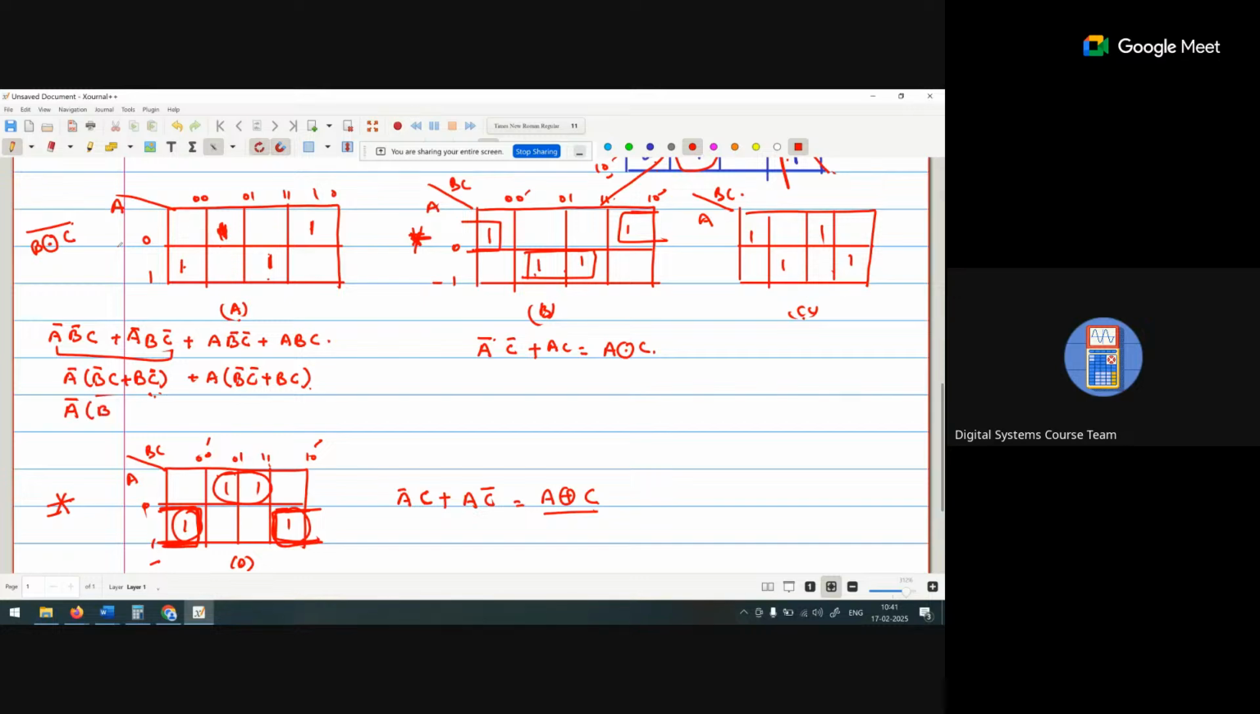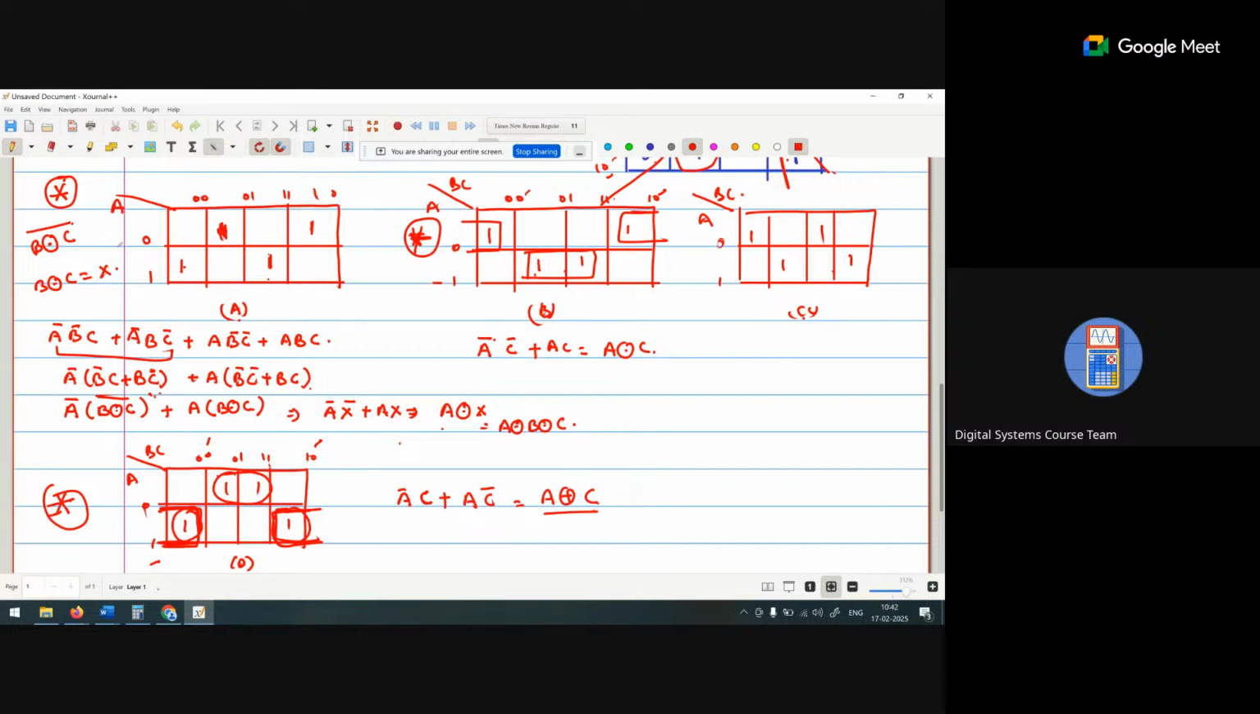So A bar (B XOR C) plus A (B XNOR C), and this B XNOR C I just put as X. So it is A bar X bar plus A X. So it becomes A XNOR X. And what is X? B XNOR C. So it becomes A XNOR B XNOR C. But what we required is A XOR B XOR C. So this option is also wrong. This one wrong, this one wrong, this one wrong. Now we go with this one.